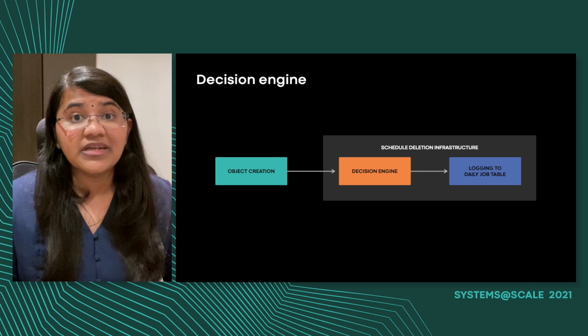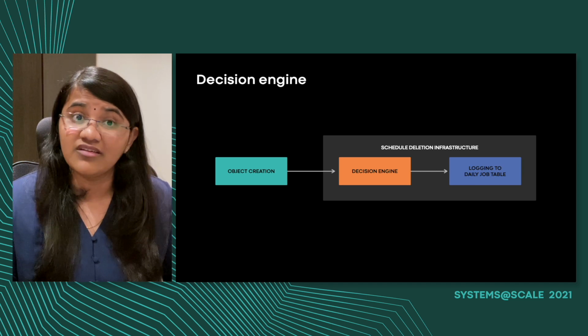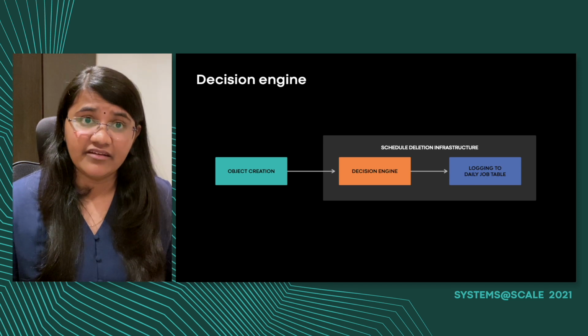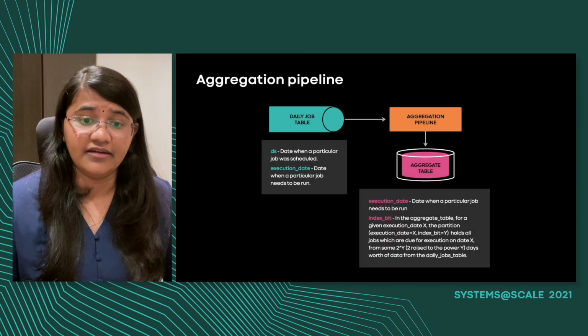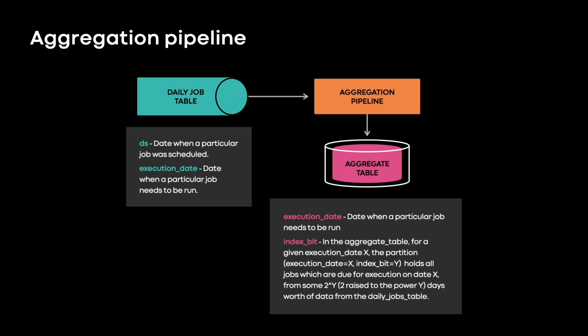and identify which objects need to be deleted on a given date. Now, this sounds pretty straightforward, but it gets complicated when you're dealing with trillions of objects. Hence, we created the aggregate pipeline for the scanning purpose. Now, let's understand how the aggregate pipeline works. This pipeline is responsible for effectively moving data from the daily job table to the aggregate table.